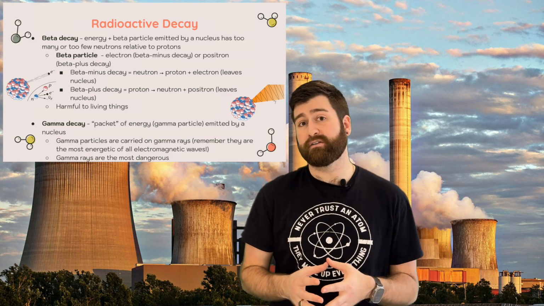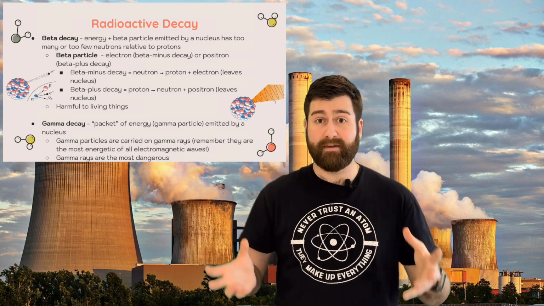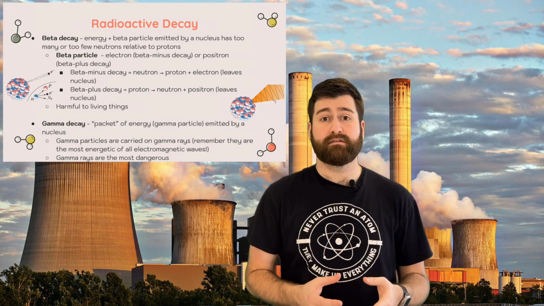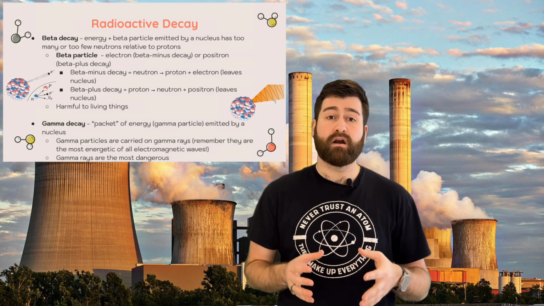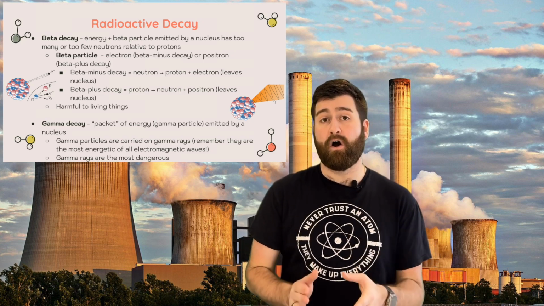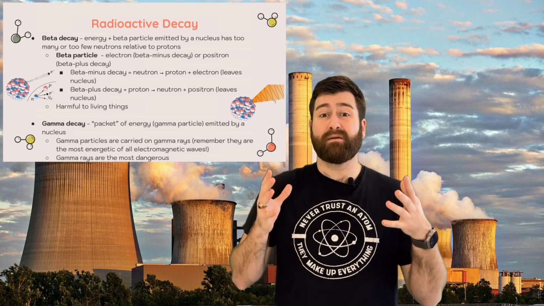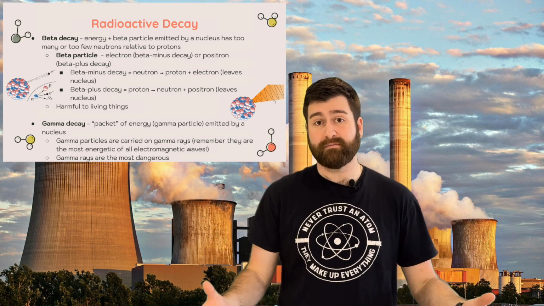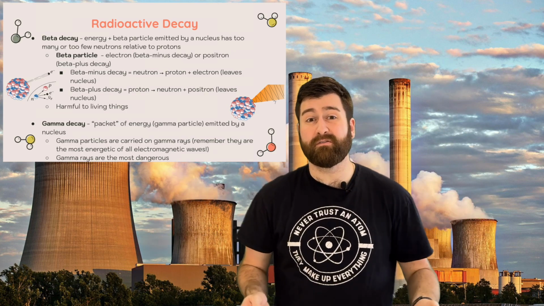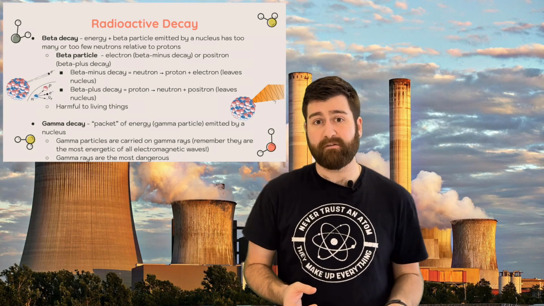And the last type that we're going to talk about today is gamma decay. It is where a packet of energy, aka gamma particles, are emitted from a nucleus. Gamma particles are carried on gamma rays, and remember, these are the most energetic of all electromagnetic waves, which in turn makes gamma decay the most dangerous type that we're going to cover. Gamma radiation, remember, if you follow the Marvel Universe at all, is also what caused the Hulk to become the Hulk.